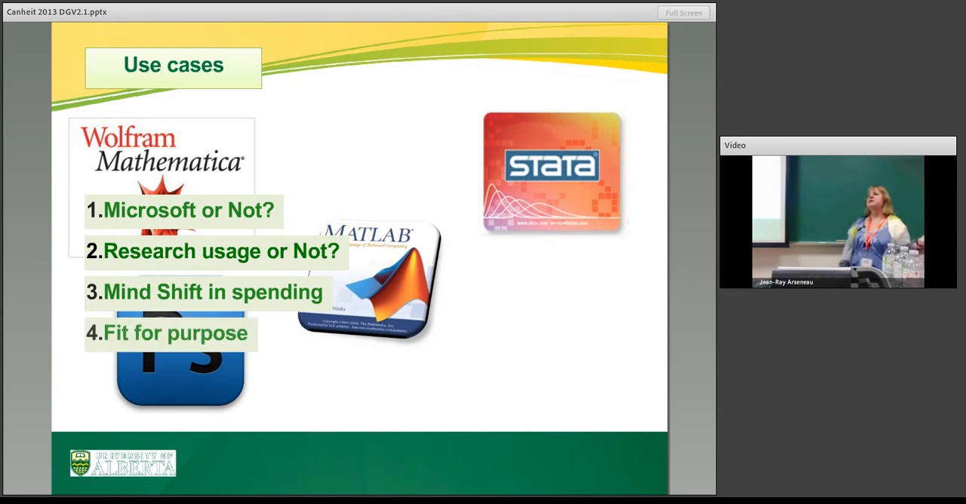You have to think, is this fit for purpose? Does this fit your institution? Will your institution use and have laptops? If you have a laptop program already, it could be great for you. If you don't, or if the students aren't required to have laptops, is that going to work or not? Student feedback. So we'll go through this fairly quickly.